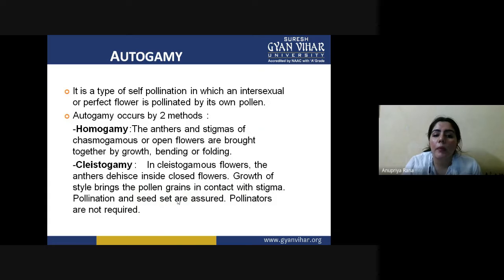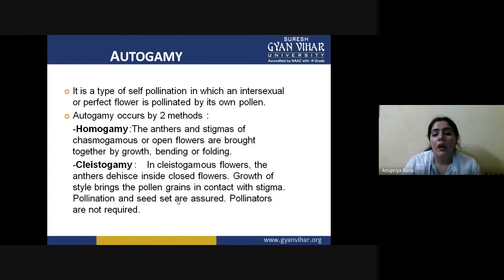Here in homogamy, they are inside the same flower, so the flower needs to be open. It cannot be closed. Anther and stigma both have to be open and are brought together by their growth, when they are growing further and the developmental process takes place. So when the stage comes to reproduction, they bend toward each other. Due to this bending formation inside the flower, the pollen can easily drop onto the stigma of the same flower. Next is cleistogamy.